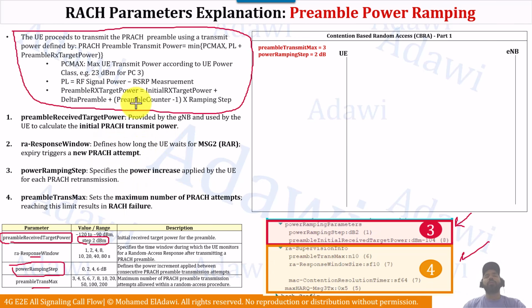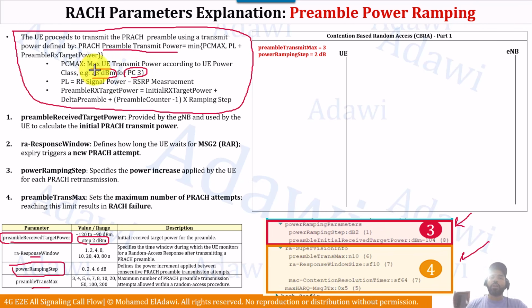At what power should the user send the first message, message 1? If you read this sentence, it's saying that the UE proceeds to transmit the PRACH preamble using a transmit power defined by this particular formula: PRACH transmit power equals the minimum of the PC max. PC max is mainly the UE capability. If the UE capability, for example, as mentioned here, is power class 3, this means using 23 dBm.